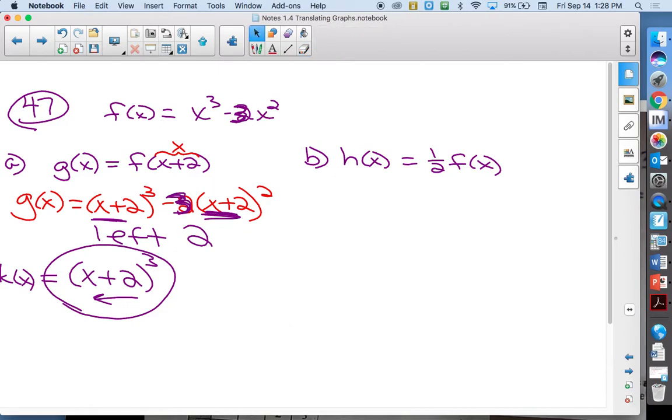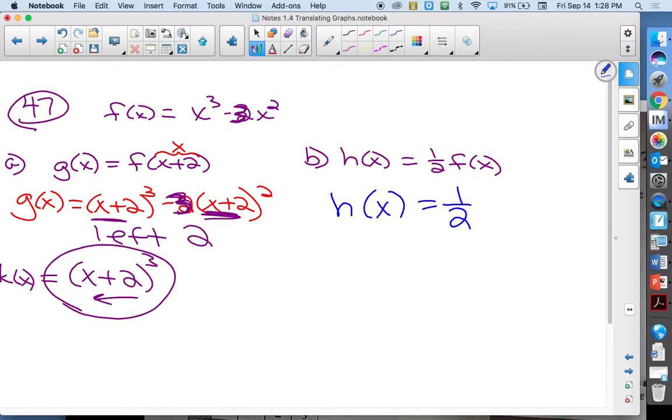says h of x equals 1/2 f of x. So the tricky part maybe was trying to figure out how you're supposed to get this in your calculator. If I have x cubed minus 3x squared, what happens if you're supposed to take 1/2 f of x? You put 1/2 before it.